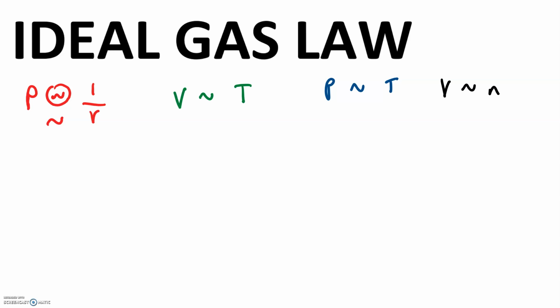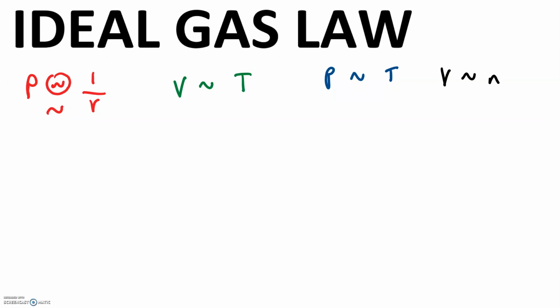moles. So what we're going to do is take these four variables and plug them into an equation. So here's how this is going to work. We're going to take these four variables and put them into one big equation called the ideal gas law. And it looks like this. PV equals NRT.